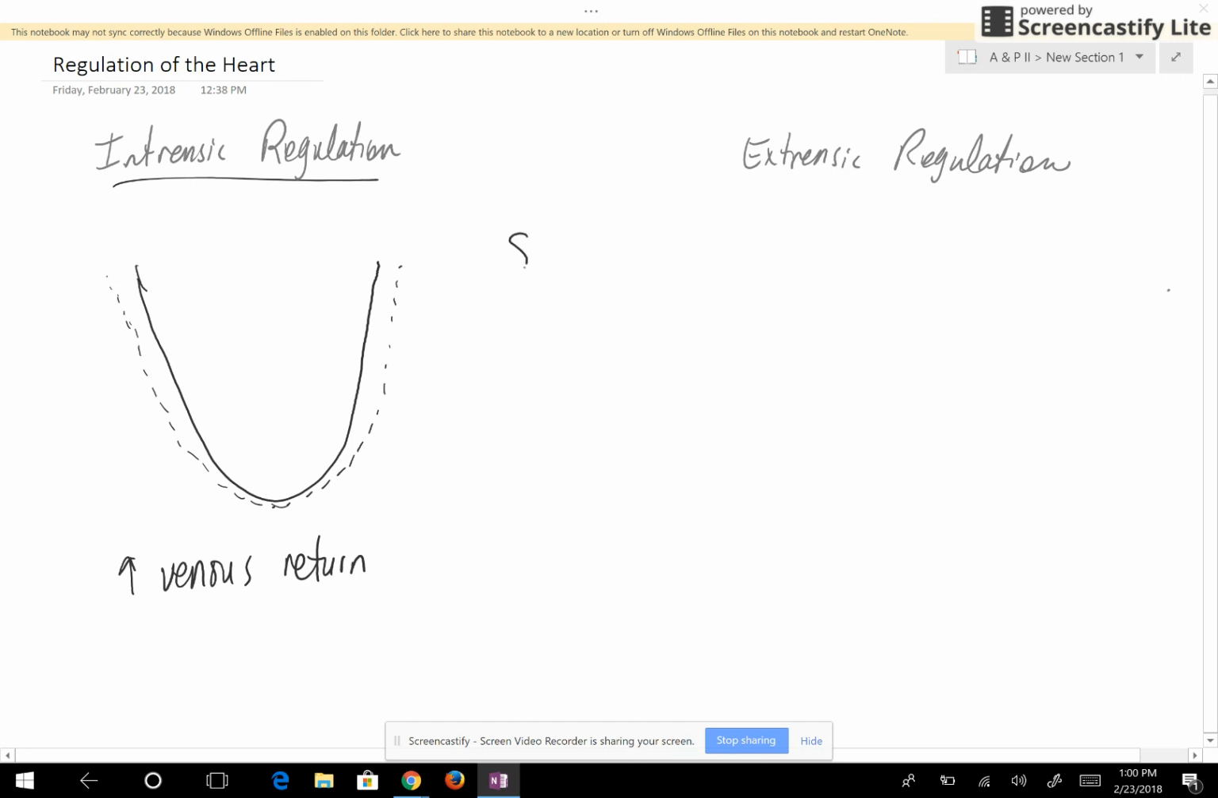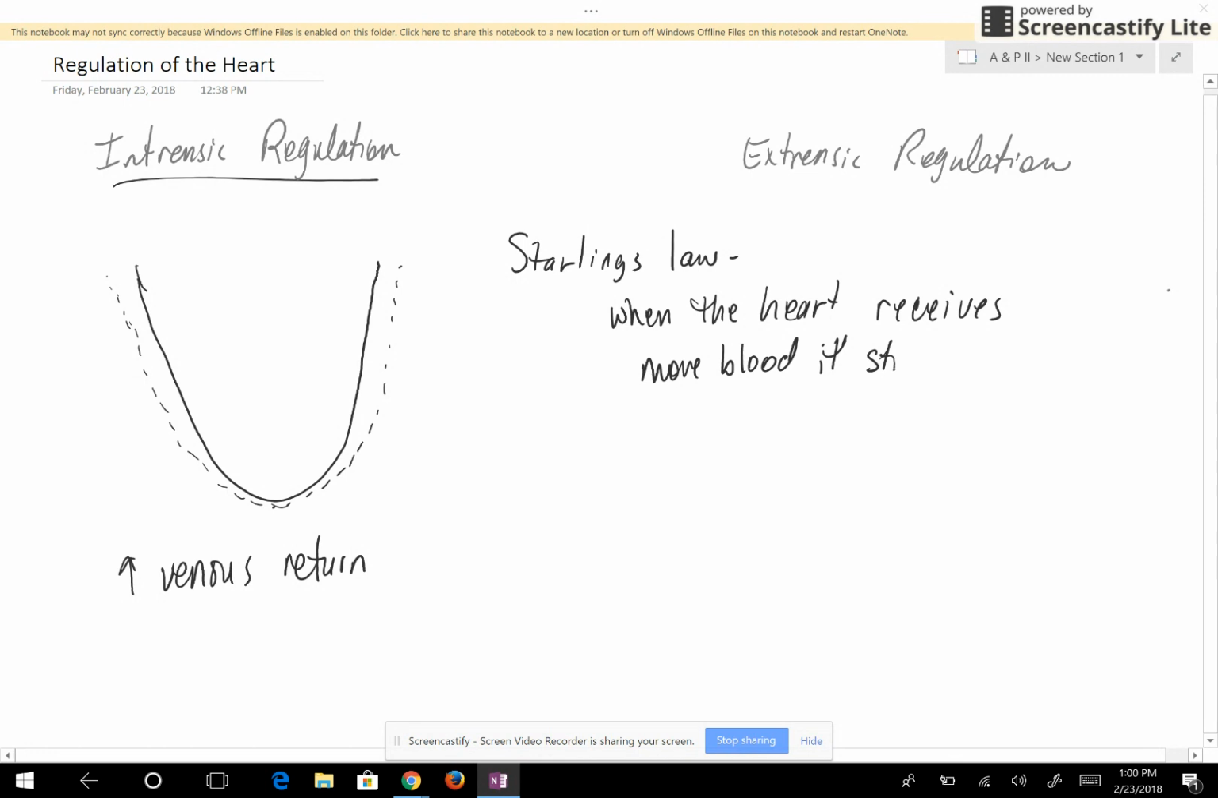Okay, so the first part of Starling's law. Starling's law states that when the heart receives more blood, it stretches to accommodate the extra blood.